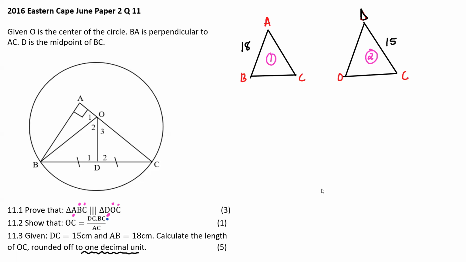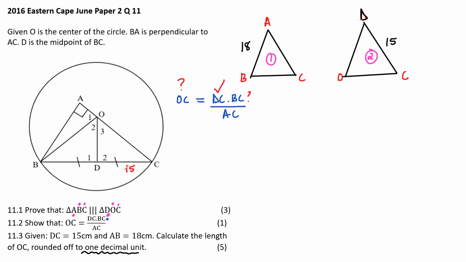So last I checked, OC was DC multiplied by BC over AC. Now let's see what I have and what I don't have. I'm looking for OC; I don't have it. DC, I have. BC, no, I don't have it. AC, no, I don't have it. But let's see what we can do. For starters, DC is 15.